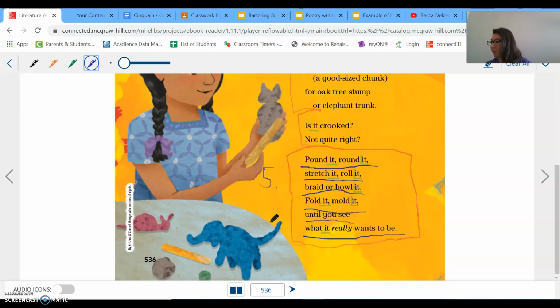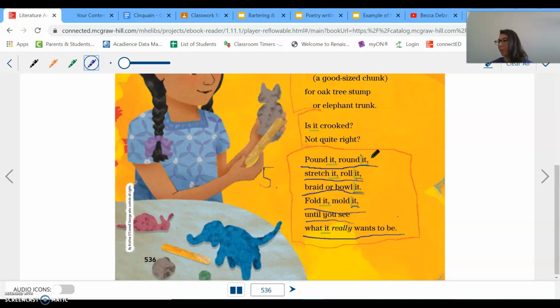Okay, let's take a look at the repetition at the end of the poem. That means let's take a look at how the word it is repeated at the end of these lines in this stanza. By doing this, the poet is really wanting you to see the different ways that you can play with clay.